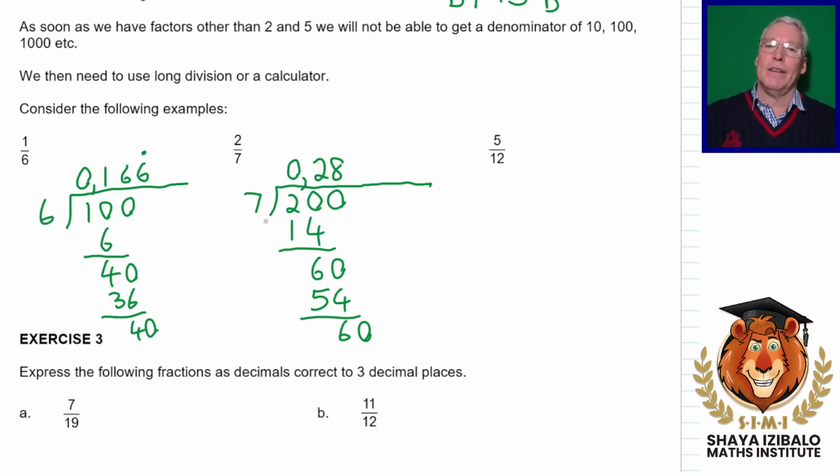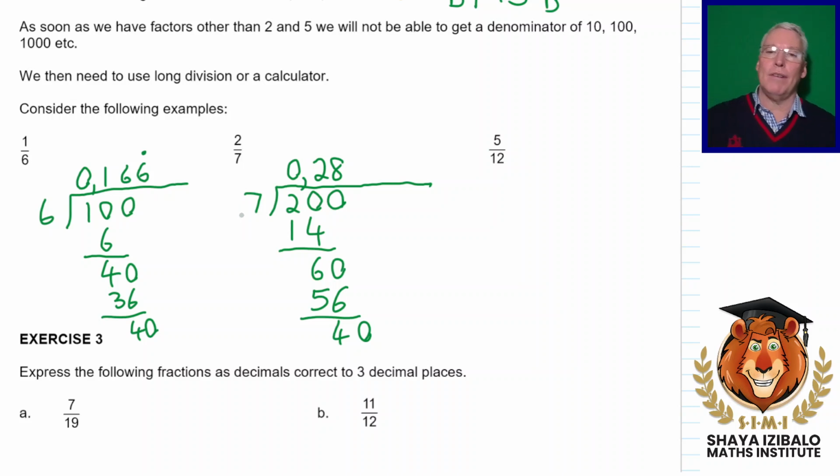Let's just check this. Sorry guys, this is not 60. 8 sevens are 56. When we subtract, we get 4, and bring down, so this is 40.